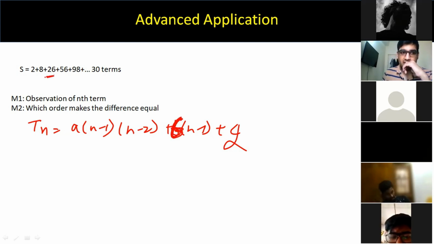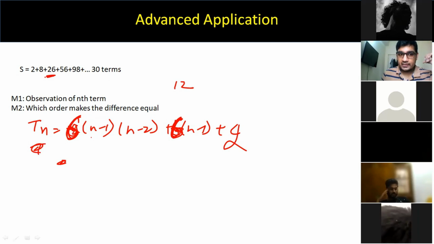Then if you put n equals to 3, it is 26. This is 12 plus 2, 14. 26 minus 14 is 12. So if you put n equals to 3 here, this is 2a. 2a is equal to 12, so a has to be 6. This is what you get. Tn, itna samajh mein aaya tha?